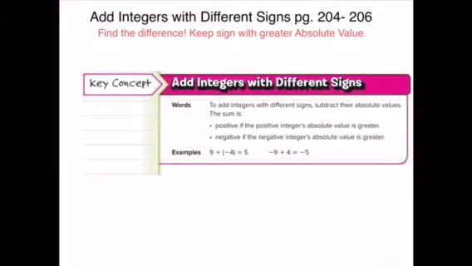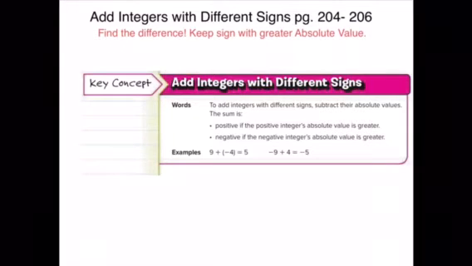So we subtract the two numbers. 9 minus 4 is 5, and we're going to use a positive 5 because 9 has the greater absolute value. -9 plus positive 4, so 9 minus 4 is 5. Our answer is -5 because -9 has the greater absolute value.